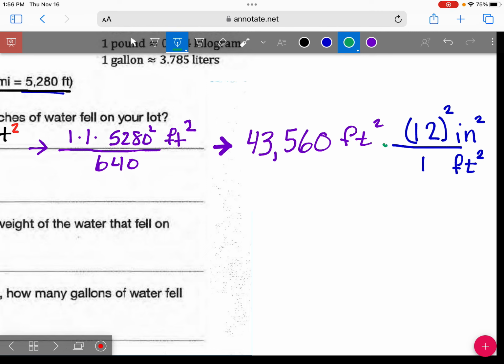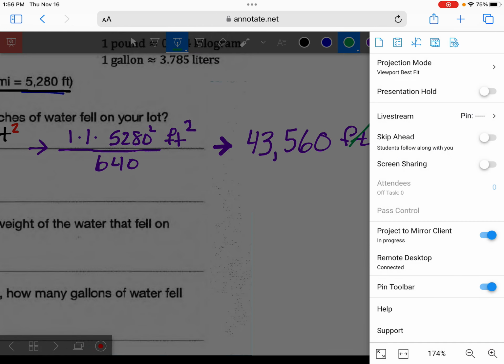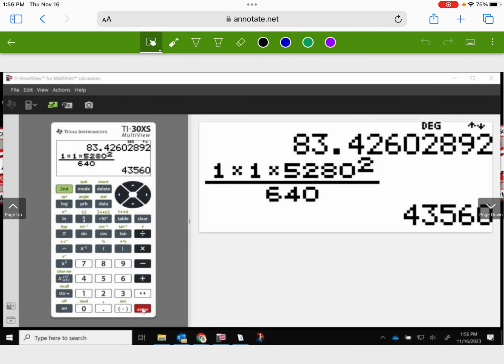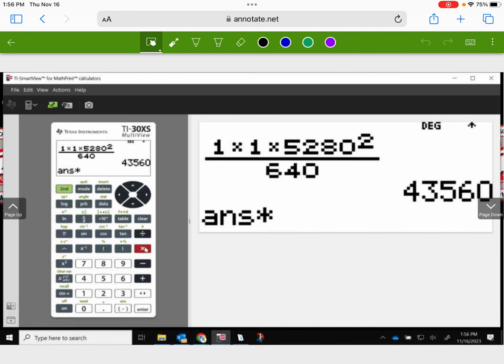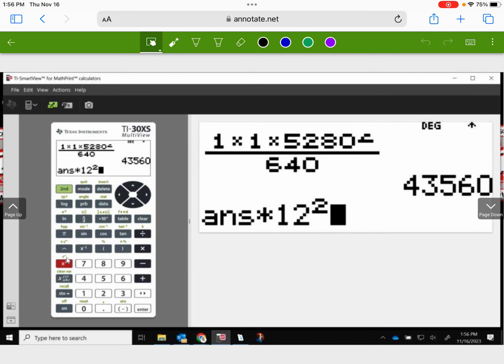So we're going to type it in our calculator. It's just the 43,560 times 12 squared. And if you did this in the calculator, you can just go times, and it'll pull up your previous answer, 12 squared. And it's going to be an obnoxiously big number. We have 6,272,640 square inches of land.